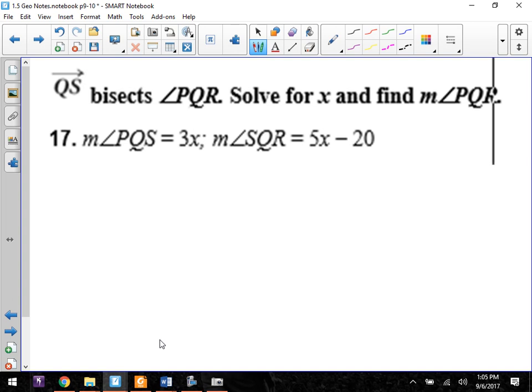If you have a problem that does not have a diagram, draw a diagram. It is so important to be able to do that. So QS bisects angle PQR, which means PQR. Does it have to be perfect? Just label it PQR.